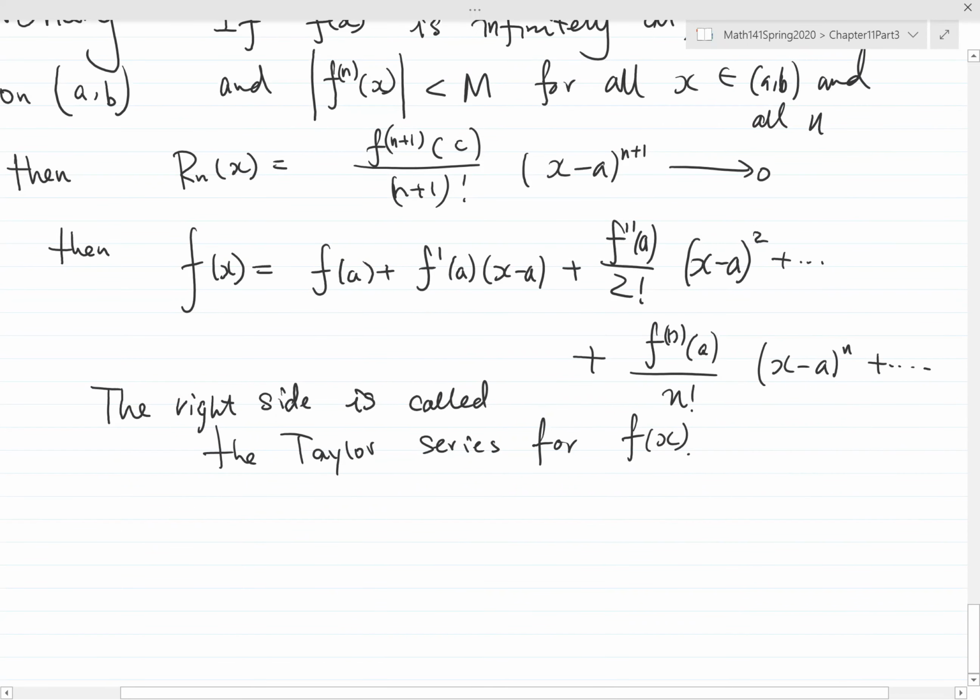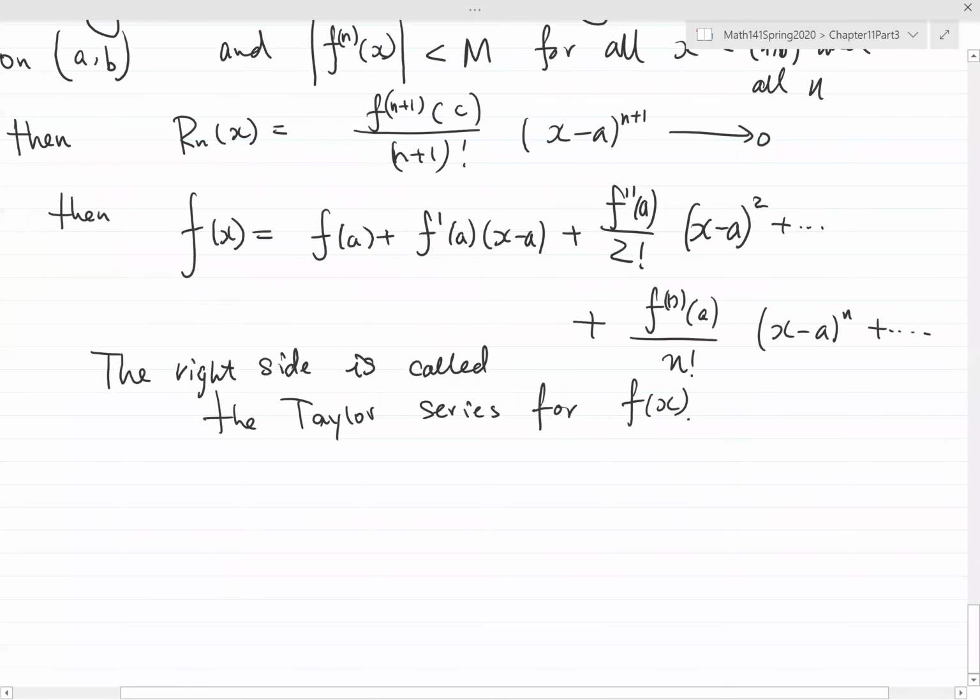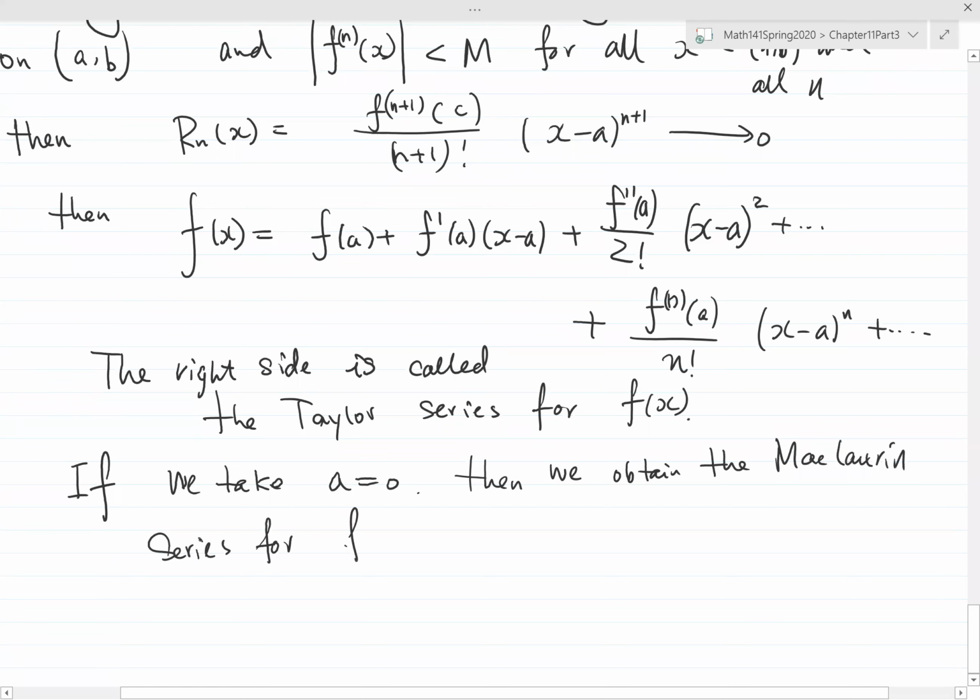Another thing is, if a equals 0, if we take a to be 0, then we obtain the Maclaurin series for f. I.e., the Maclaurin series of f is simply the Taylor series at 0.